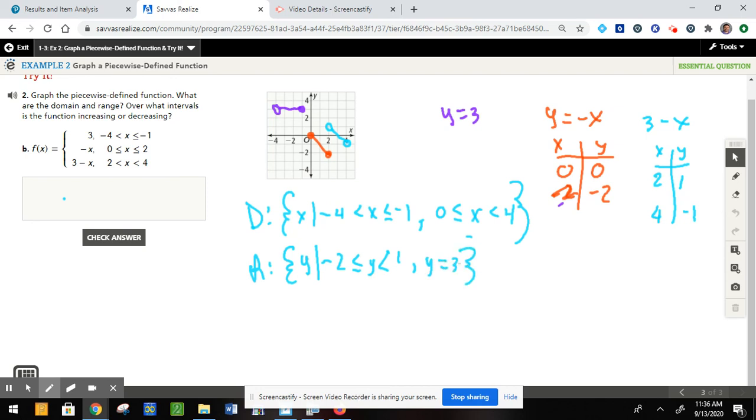Okay. And then if we're talking about increasing and decreasing, at no point is the function increasing. It's either constant or decreasing. Okay. So increasing is never. And then decreasing, it's decreasing starting up here and then until you get down to here. So it's decreasing the entire way from 0 out to 4.